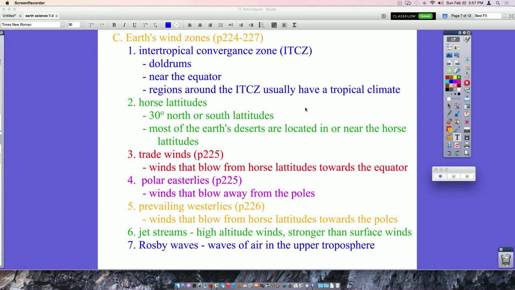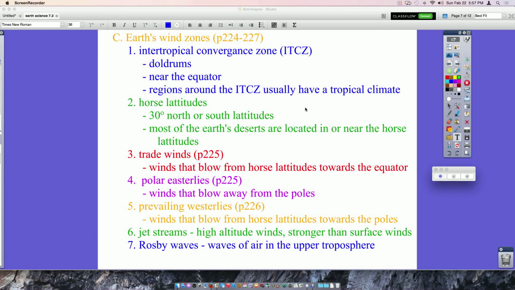Now that we've talked about the way the patterns are formed, we're going to look at some of those zones where those patterns arise. The first one we're going to look at is the Intertropical Convergence Zone, also known as the ITCZ. Another name for this is the doldrums.